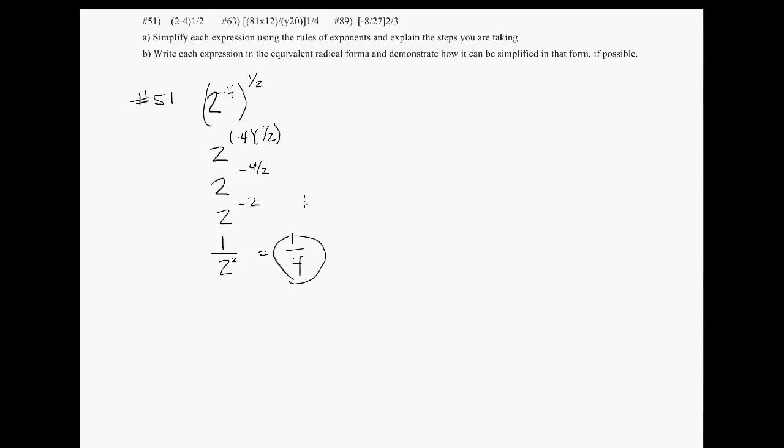Okay, so now let's redo this same problem, except what we're going to do is write this expression in the equivalent radical form, and then simplify it. So I'm going to erase this here and then start over, and we're going to do it in the radical form. So let me rewrite this expression so it's clear, because I couldn't get the exponents to come through up here.